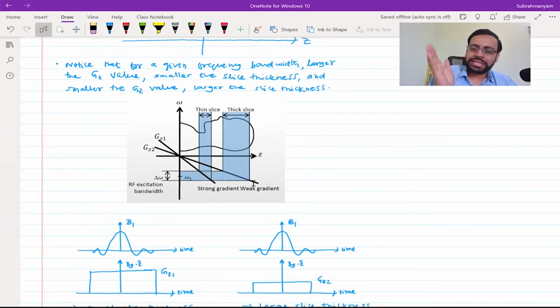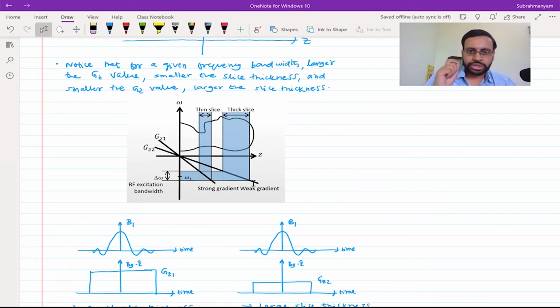So the relationship between the slice thickness and your gradient is, for a given bandwidth, if you increase the gradient values, you get much finer results. Even a small change brings a bigger change in the resonant frequencies. That's the reason. Of course, this is pretty intuitive. Even without the graph you could build the intuition, and from the graph you could right away see this result.